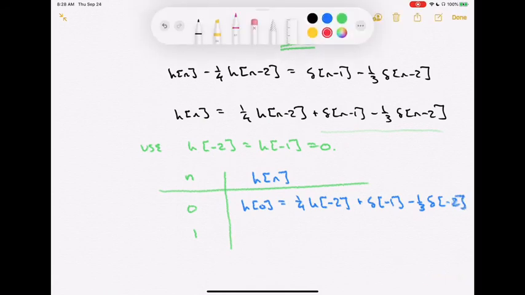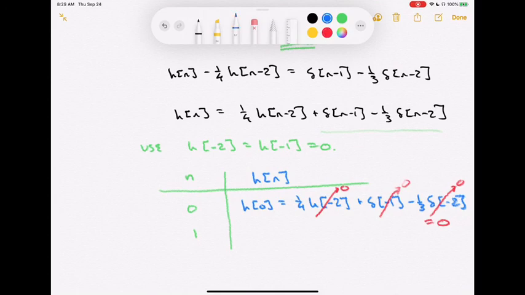Now, this is sort of an interesting one because we already knew that h of minus 2 was 0. That was the causality condition. Delta of minus 1 is also 0. That hasn't hit where delta is not 0. And delta of minus 2 is 0. So that's also going to be 0. And what I get out of all of this is a big fat 0. So h of 0 is equal to 0. And even though it's 0, it's going to be enough to help us find one of those coefficients.